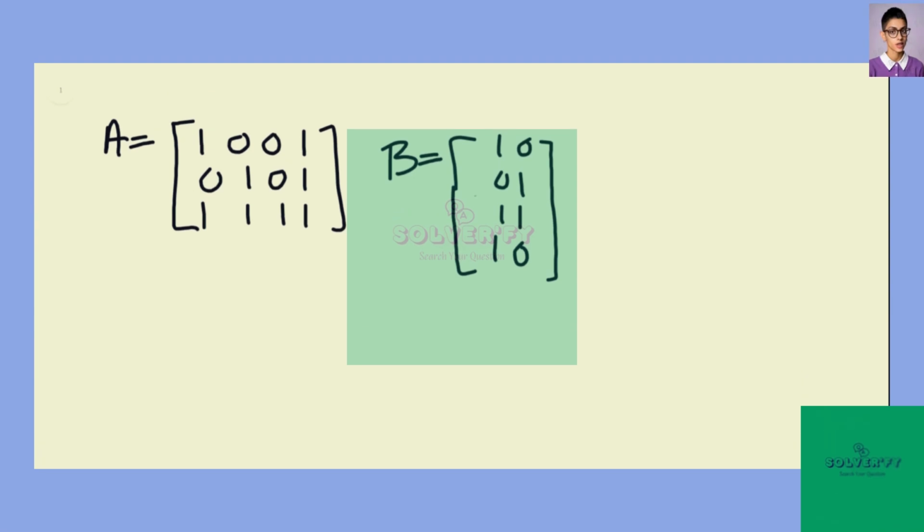Okay, so 28 has us finding the Boolean product of two matrices A and B here, where A is a 3x4 matrix and B is a 4x2 matrix. So we can already see then that our resulting matrix is going to be 3x2.